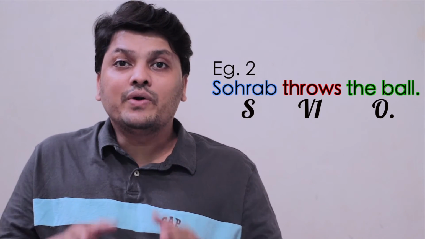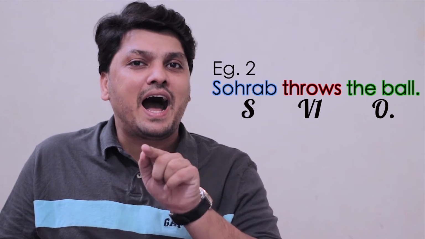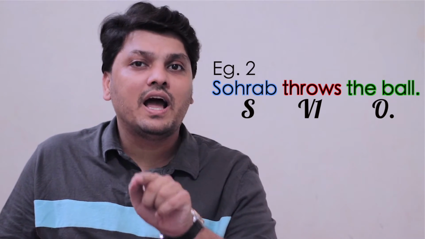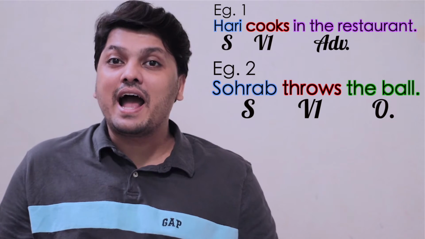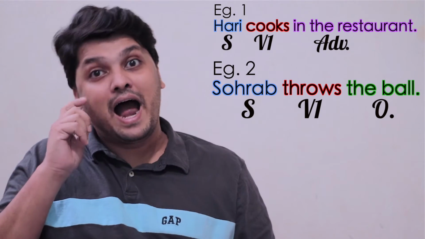Second sentence, Saurabh throws the ball. So in this sentence, my verb is in V1 form. Who throws? Saurabh throws. Throws what? The ball. So here you can see I asked the question what, I got object. In the first sentence, I asked the question where, so I got adverb.